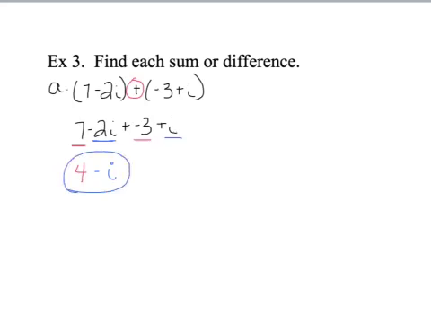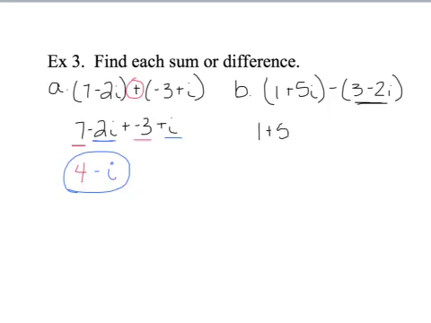Okay, let's try B. B is going to add 1 plus 5i minus the complex number of 3 minus 2i. Okay, now when you're doing subtraction, and again our complex numbers are in parentheses, you really need to make sure that every part is being subtracted. So when I go to get rid of my parentheses, I have 1 plus 5i, but I need to subtract each part inside that parentheses.